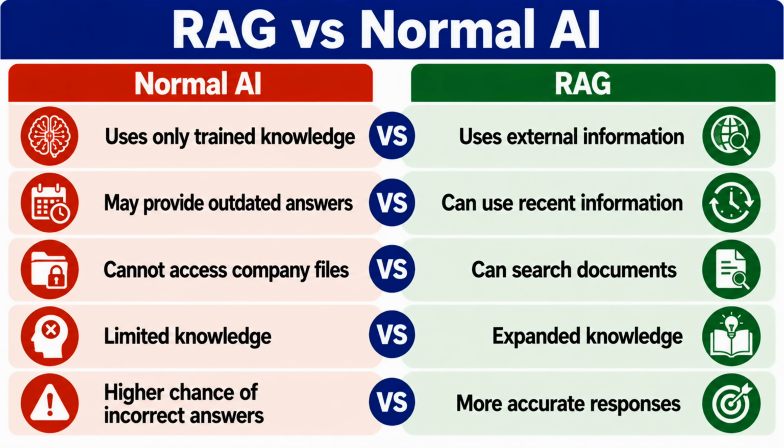What is the difference between RAG and normal AI? In case of normal AI, it uses only trained knowledge, may provide outdated answers, cannot access company files, has limited knowledge, and has higher chances of incorrect answers. In case of RAG, it uses external information, can use recent information, can search documents, has expanded knowledge, and provides more accurate responses.